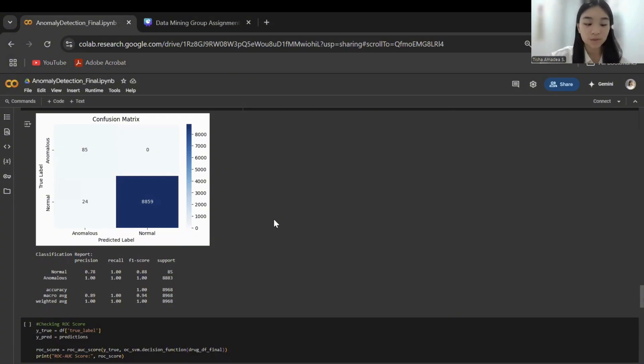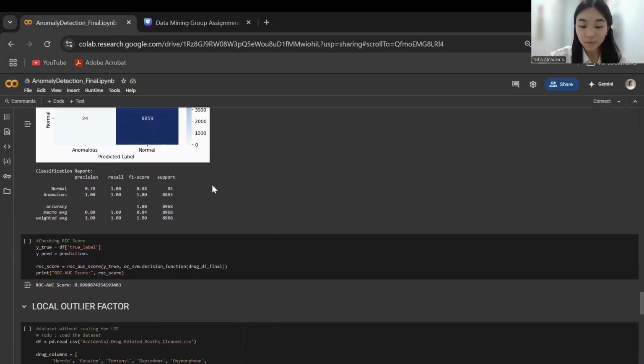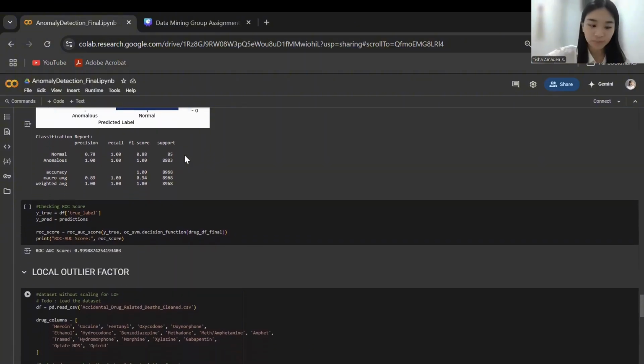This model also scored a 0.99, which is an almost perfect score, which indicates a near perfect distinction between normal data points and anomalous data points for this specific model.